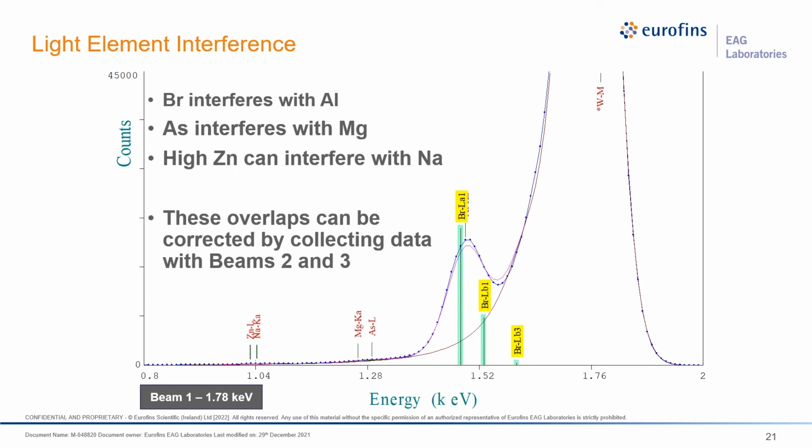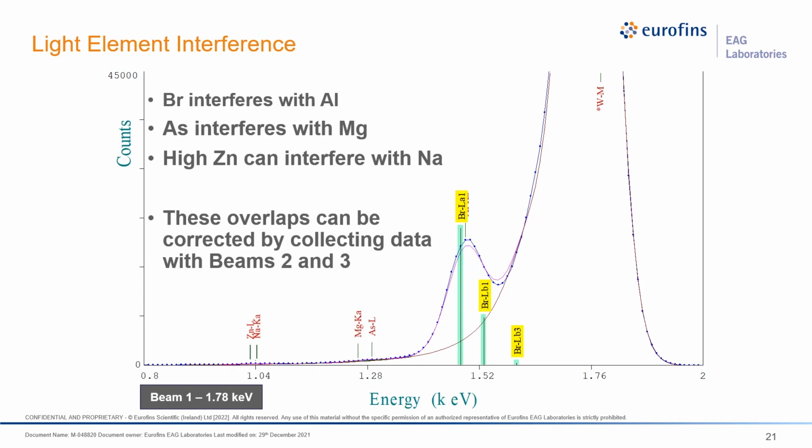Now, the good news is, in this case, these overlaps can actually be corrected by collecting data with beams 2 and 3, which are the beams you have to use to quantify arsenic, zinc, and bromine. And so by determining the number there, we know the relative intensity correlation between that concentration. So we can actually end up deconvoluting any peaks that are present here. We can separate the bromine peak from the aluminum peak and still provide quantification. Now, since there is overlap, it does raise the detection limit, but it doesn't make the measurement impossible.